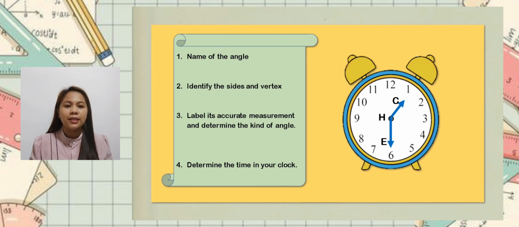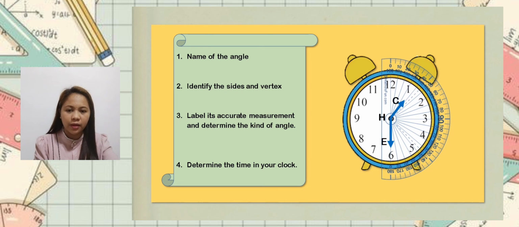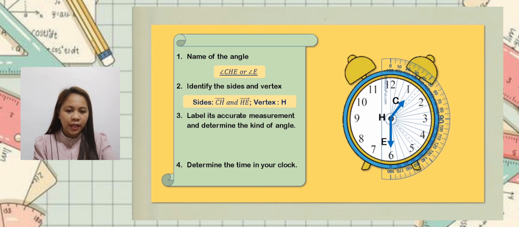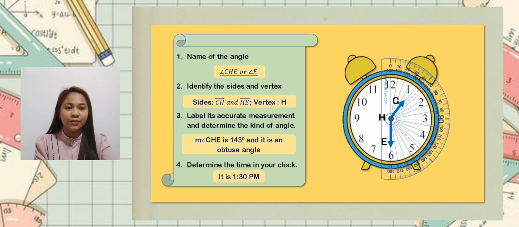Ma'am made a sample for you. Sample output. I made angle CHE. Of course, I measured it using a protractor and I answered the questions. What is the name of the angle? It is angle CHE. The sides and the vertex: I have side CH and side HE and vertex H. Its measurement is 143 degrees and it is an obtuse angle. And the time is 1:30 in the afternoon.